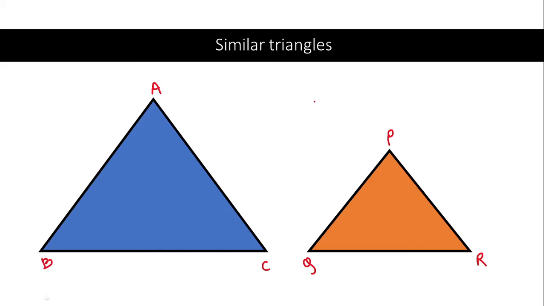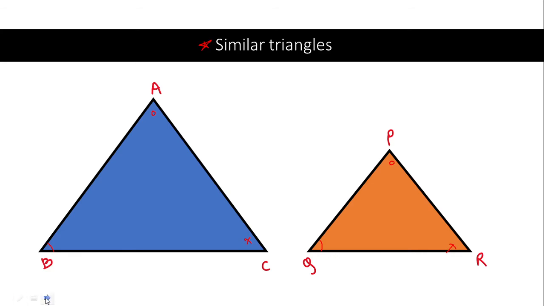Then let's talk about similar triangles. Children, here we have two triangles, ABC and PQR. Now, similar means what? They look identical. They look the same, but their lengths are different. But what about the angles? Angle A should be equal to angle P, angle B should be equal to angle Q, and angle C should be equal to angle R. That is the compulsory thing for being similar triangles.